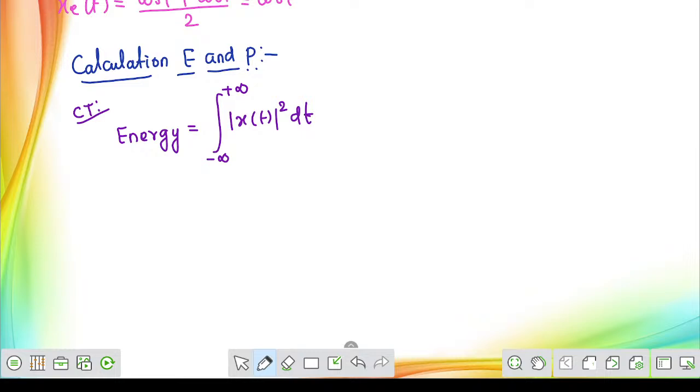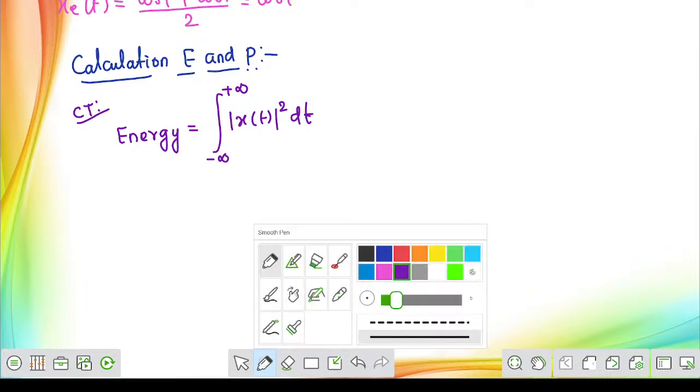This is the formula to obtain the energy of any given signal. How should I calculate the power of the signal? If you are trying to calculate the power of the signal, then the formula to obtain it, you see, while calculating power, there are two things.